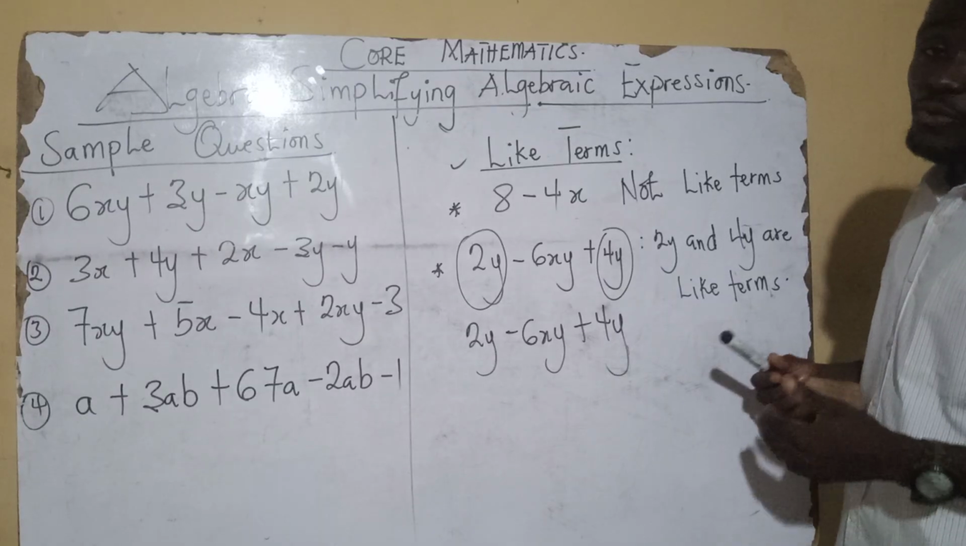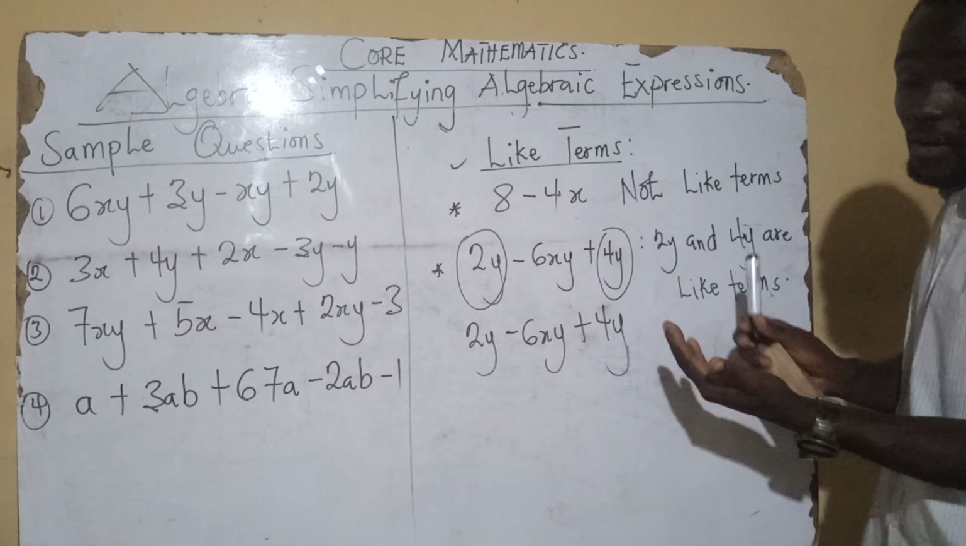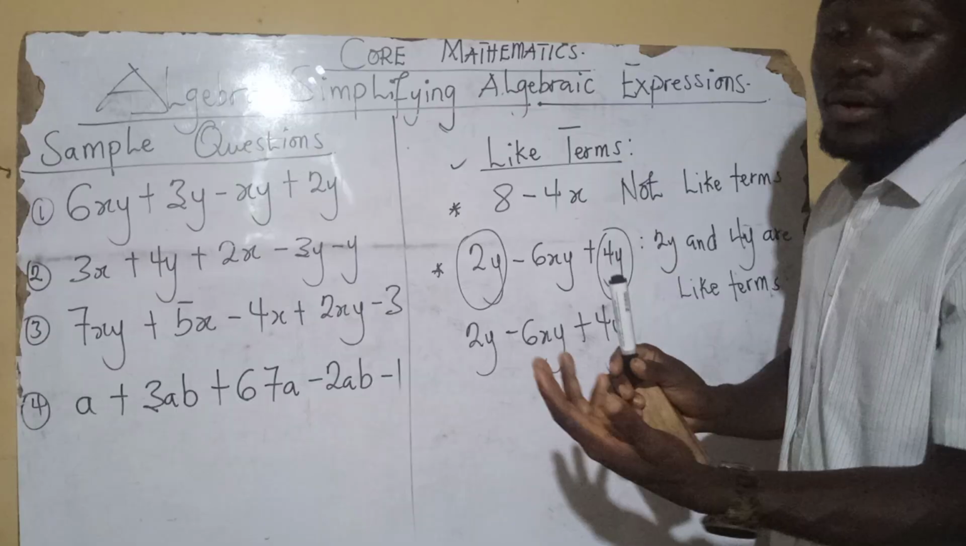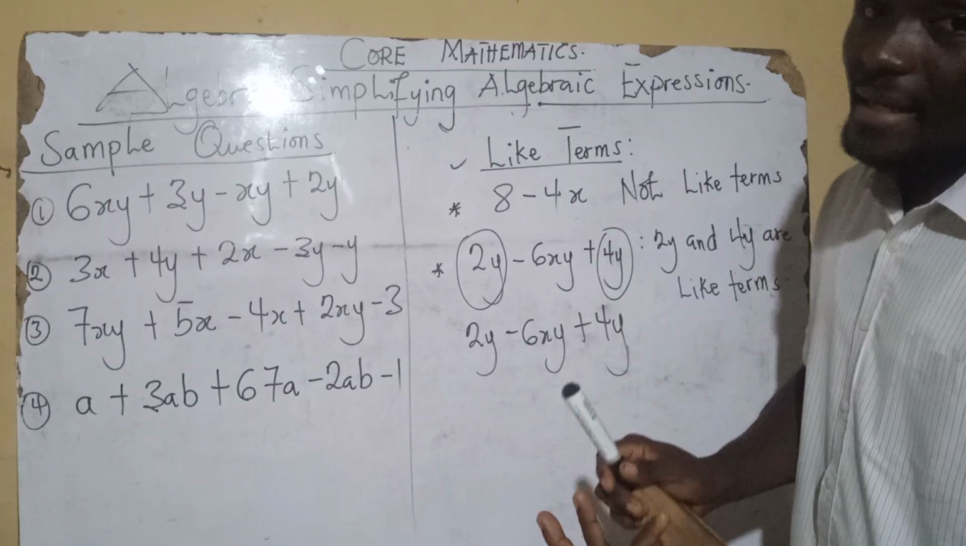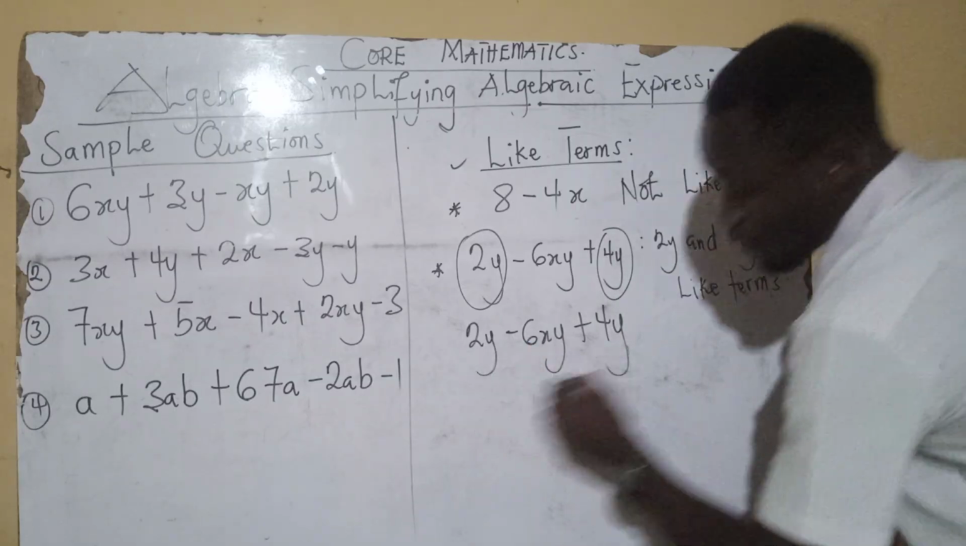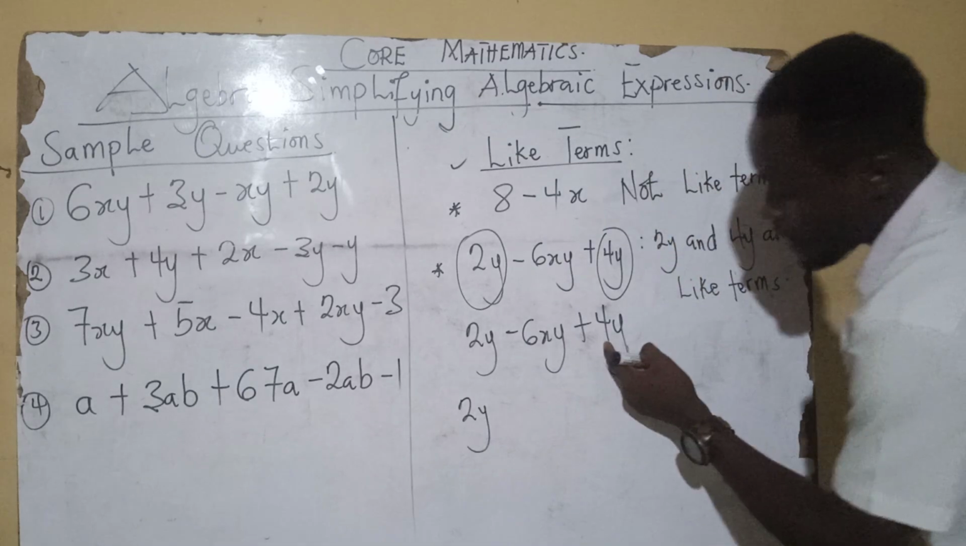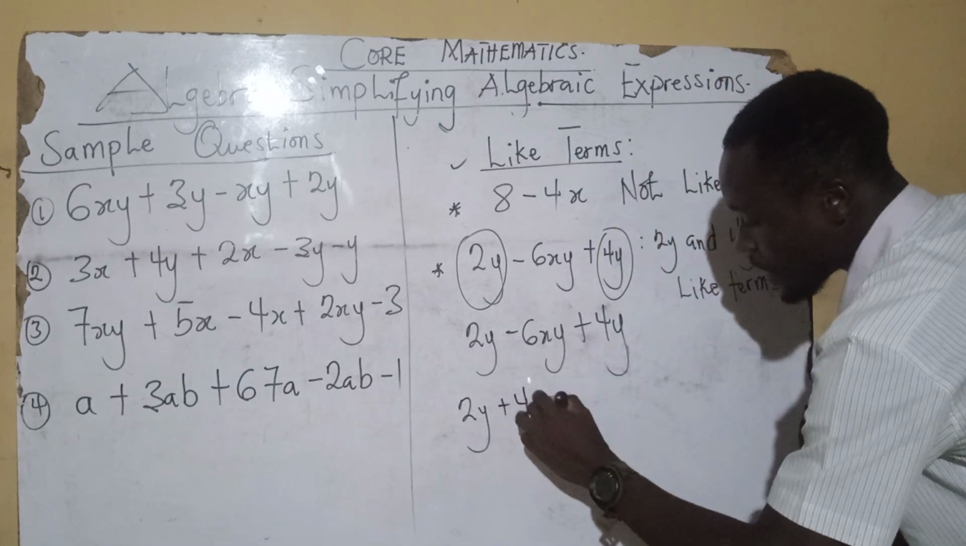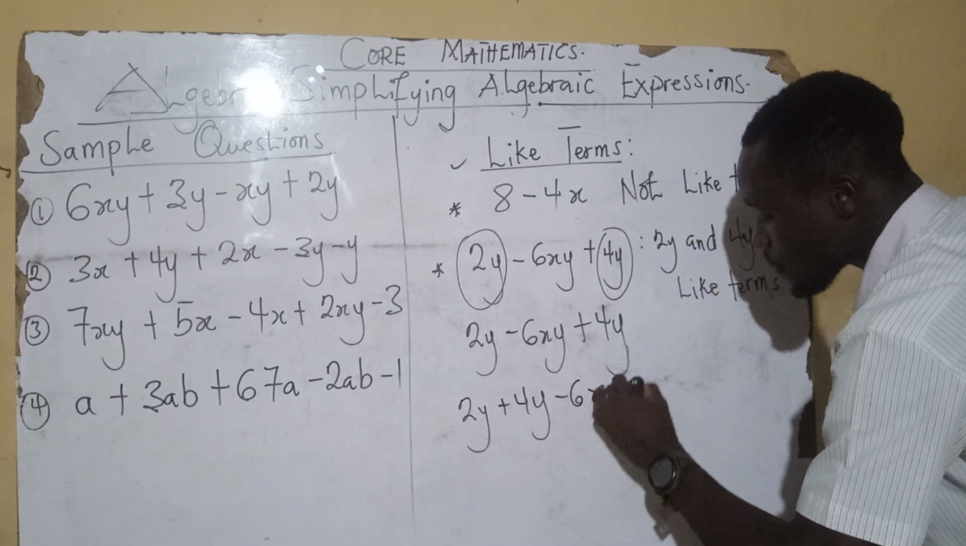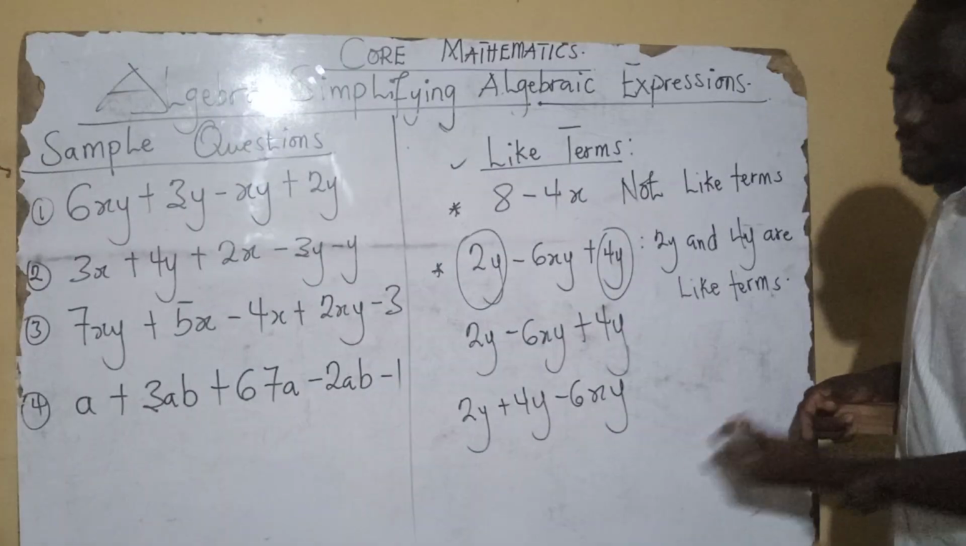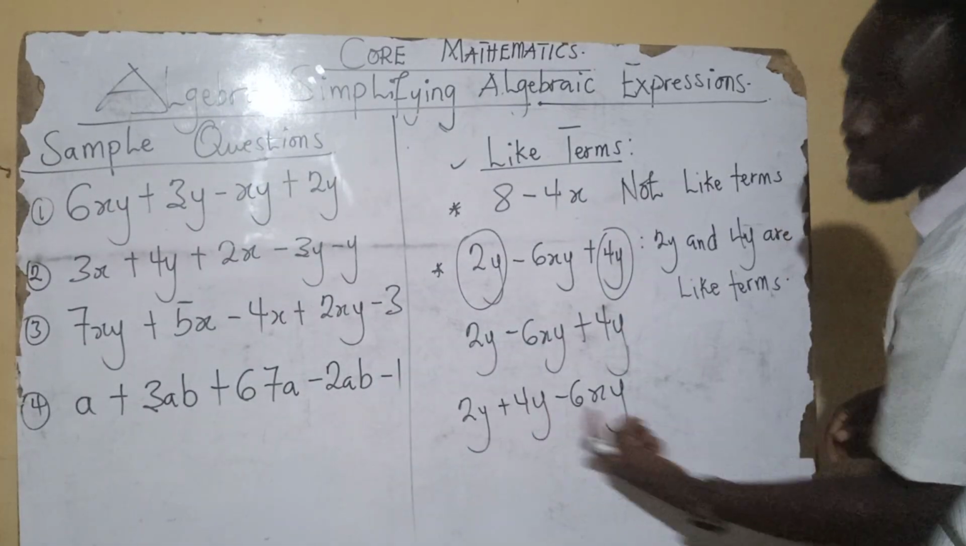So therefore, if I'm to simplify this, I can do what we call grouping of like terms, meaning I'll group the terms with the same identity aside and I will simplify that. So here in grouping, I'm going to get 2y, this will come here, making it what? 4y minus 6xy. Very good. So here I can add the 2y and then the 4y.